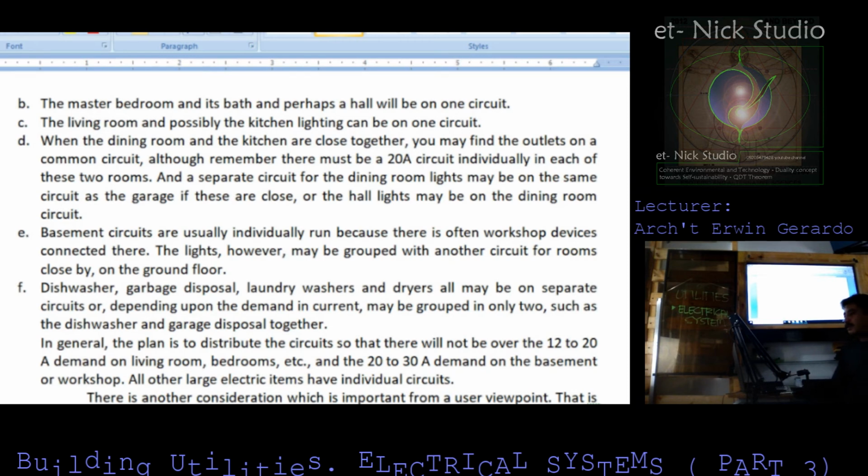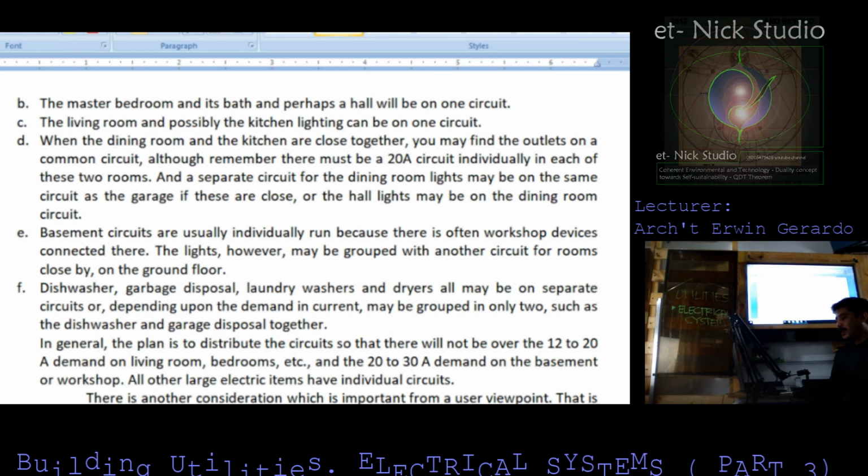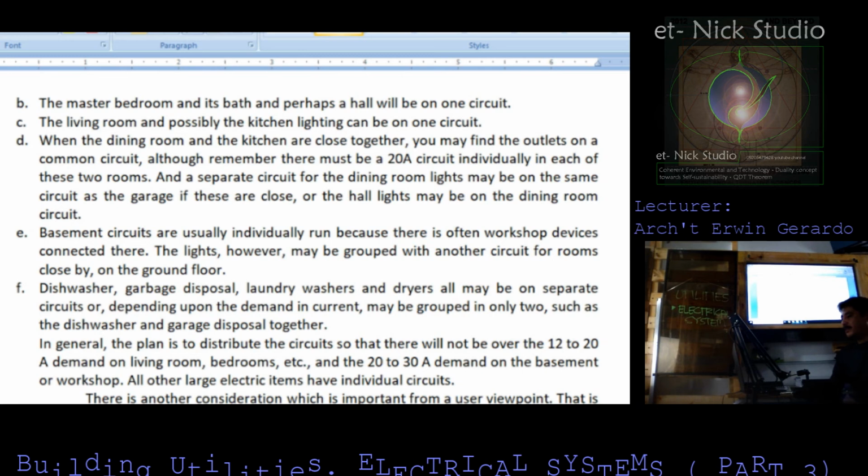Letter B, the master bedroom and its bath and perhaps a hall will be on one circuit. The living room and possibly the kitchen lighting can be on one circuit. When the dining room and kitchen are close together, you may find the outlets on a common circuit. Although, remember, there must be a 20 ampere circuit individually in each of these two rooms, and a separate circuit for the dining room lights, maybe on the same circuit as the garage if these are close, or the hall lights may be on the dining room circuit.